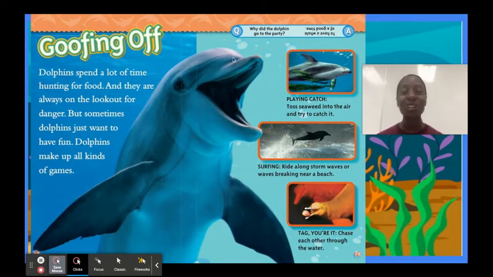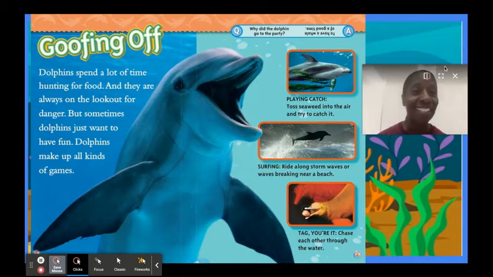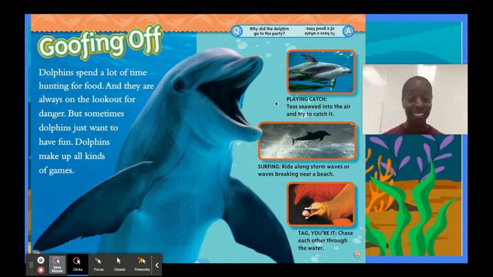Woo-hoo! So now we're going to read the caption on goofing off. Are we reading the whole text? No, just the caption. So here, playing catch. Toss seaweed into the air and try to catch it. Surfing. Ride along storm waves or waves breaking near a beach. Tag, you're it. Chase each other through the water.